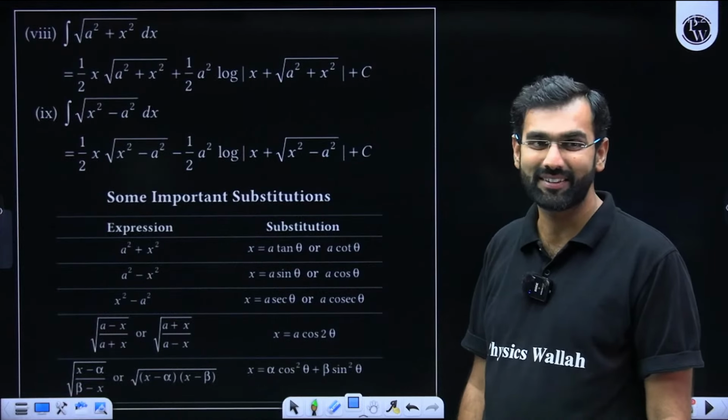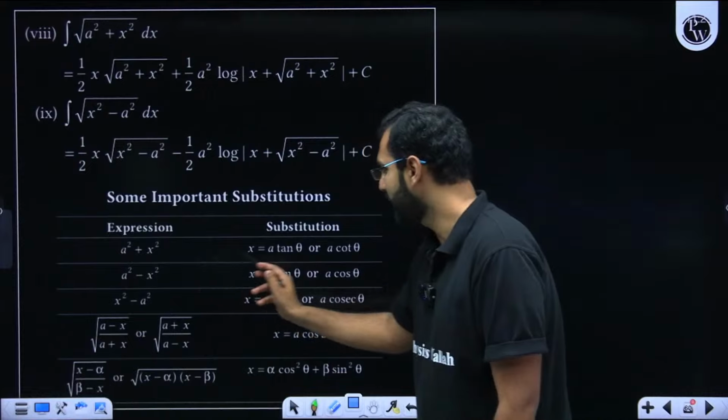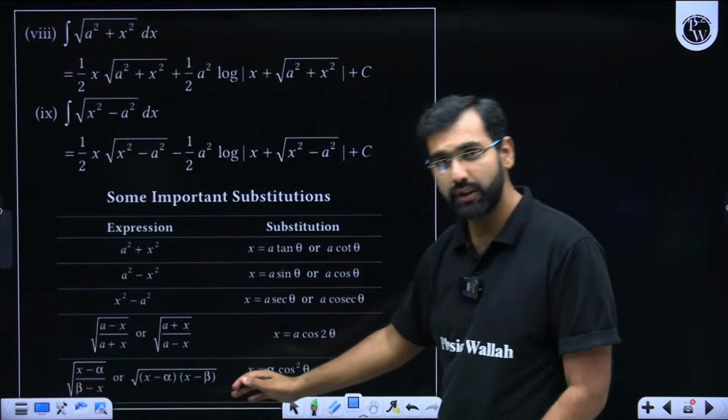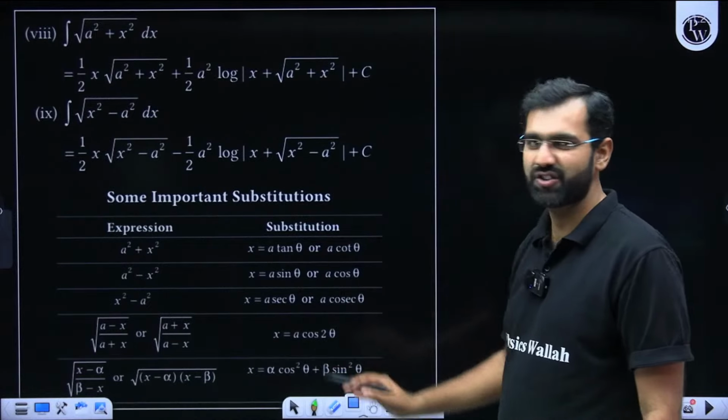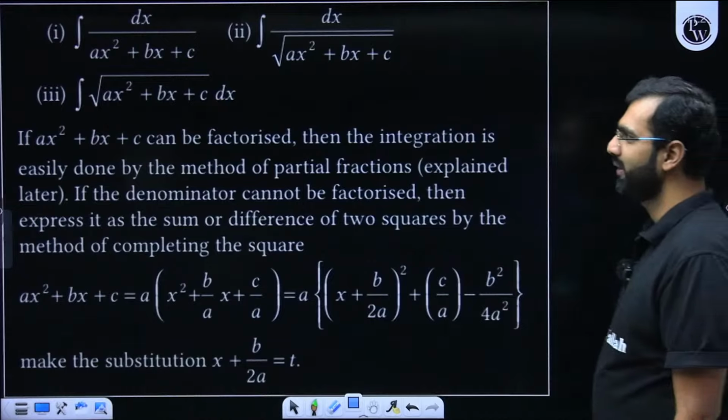I totally get that. So if a square plus x square is there, then x should be substituted by a tan theta and so on. I have suggested all the appropriate substitutions. Take a screenshot of it. It will definitely save some time in the examination hall.